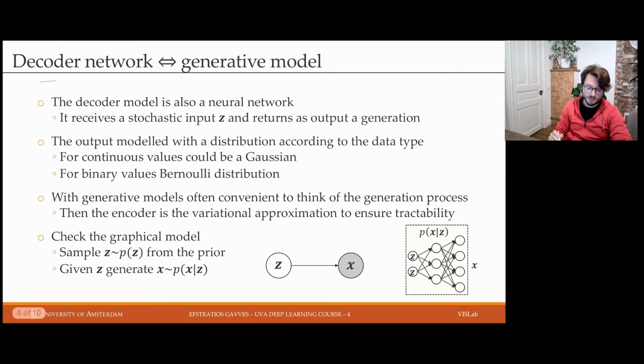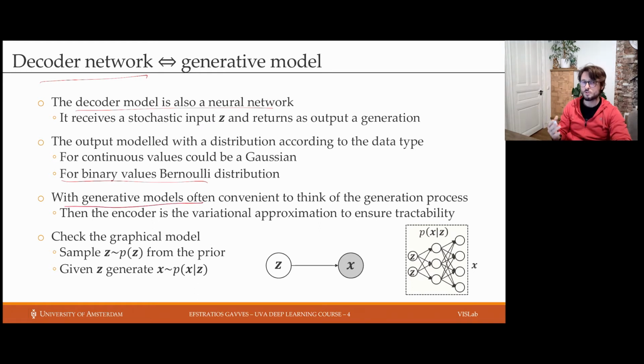The decoder network is also the generative model. The decoder is again a neural network which receives as input the stochastic variable z and returns as output a generation, my variable x. The output again can be modeled as a distribution, and of course we have to make sure that our output distribution matches the type of our data. So if our data is continuous, we have to pick a distribution which returns continuous values, like a Gaussian or something else. If we have other types of values for our data, like binary values, we should consider different types of distributions, like Bernoulli distributions.